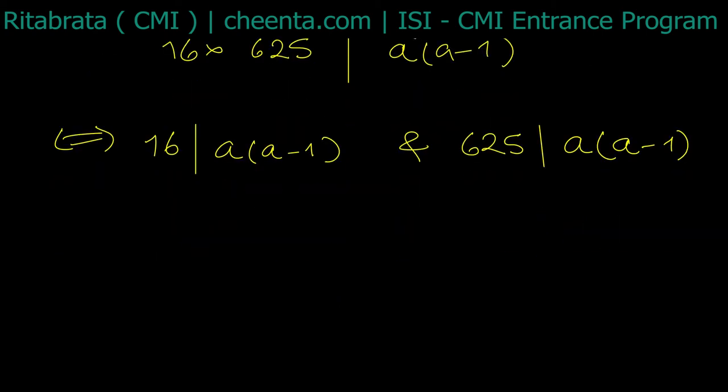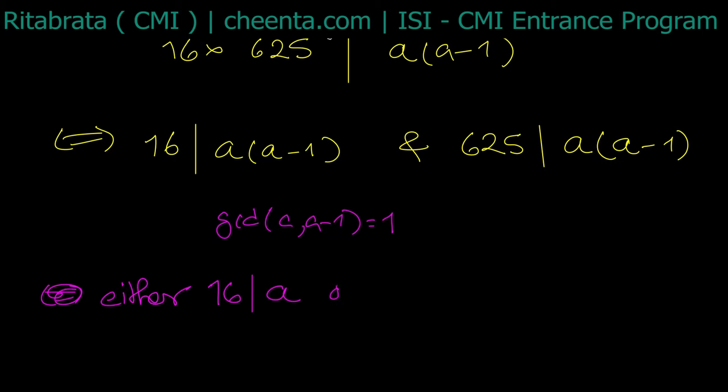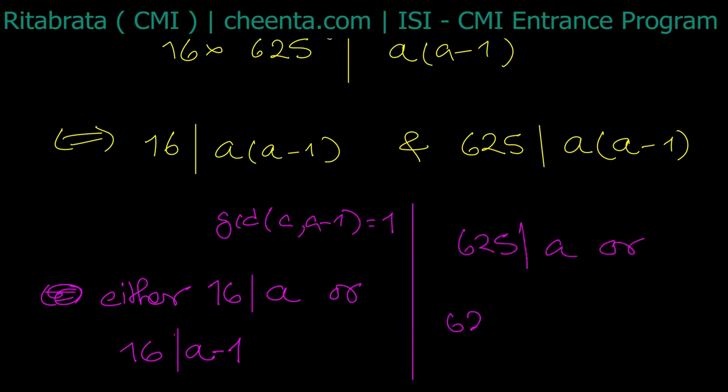Again, 16 divides a times a minus 1, but a and a minus 1 are co-prime. Like, GCD of a and a minus 1 is 1. So any part of 16 cannot divide a and a minus 1 both, because a and a minus 1 have no common factors. So this holds if and only if we must have either 16 divides a or 16 divides a minus 1. There are no other possible cases. And similarly, either 625 divides a or 625 divides a minus 1. So these are all possible cases.